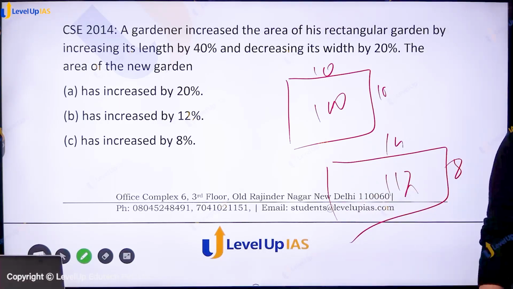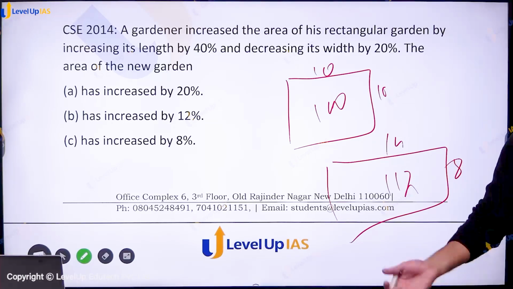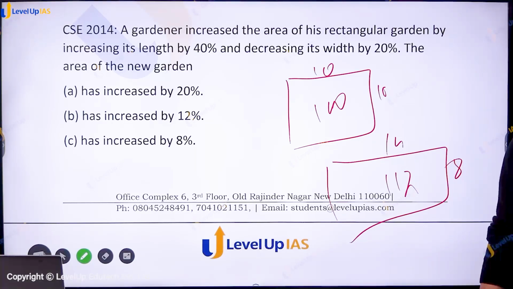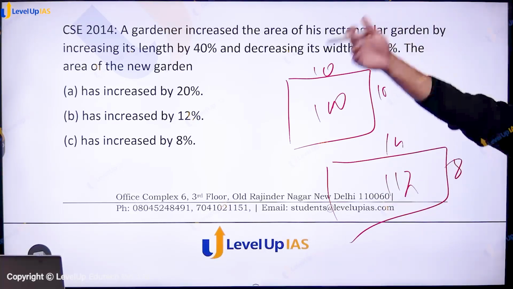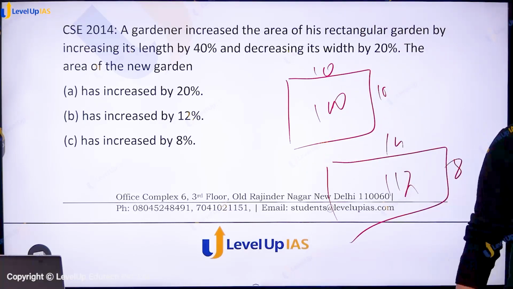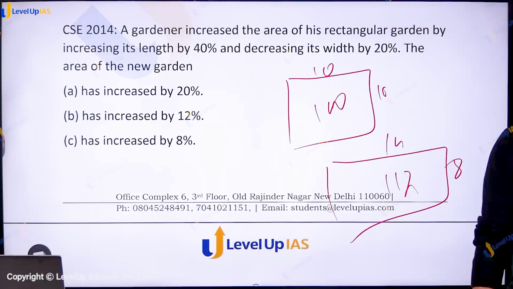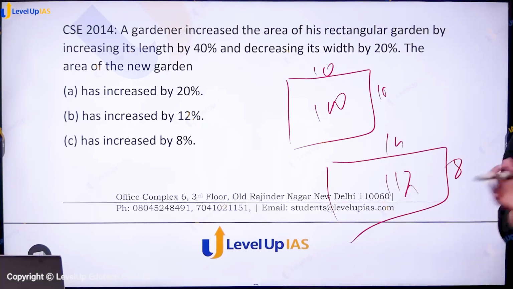No, you are doing something wrong. You are mixing length and breadth together. You are taking area as 100 first, and you are increasing area by 40%. Why area? Why increase by 40%? What you are doing is only increasing the length, not decreasing the width as of now. And then in the new thing, you are decreasing the width by 20%.